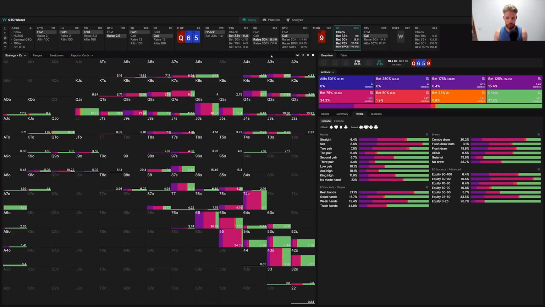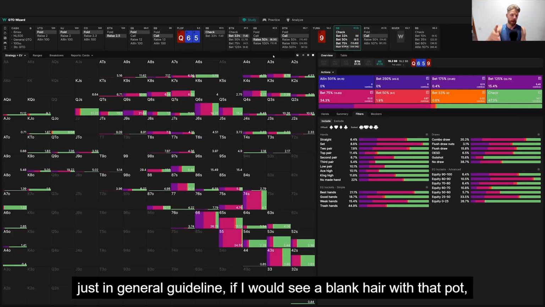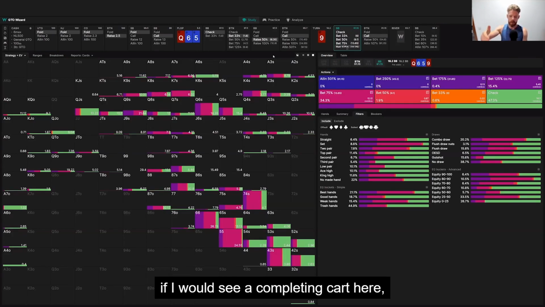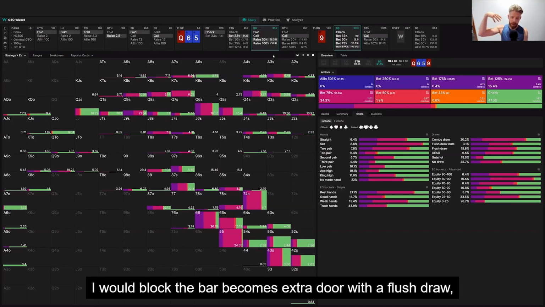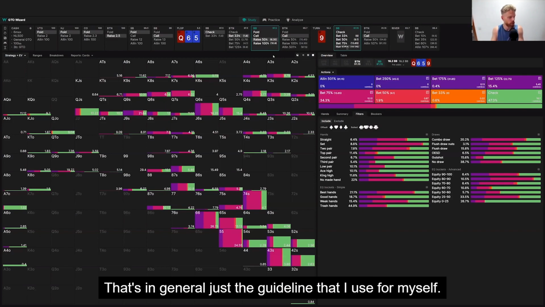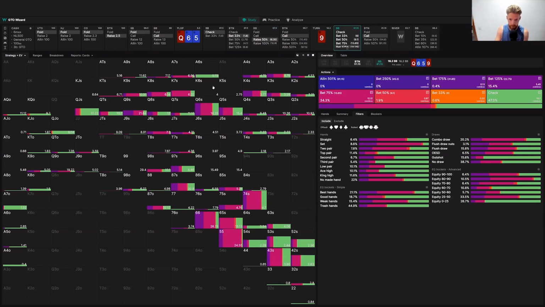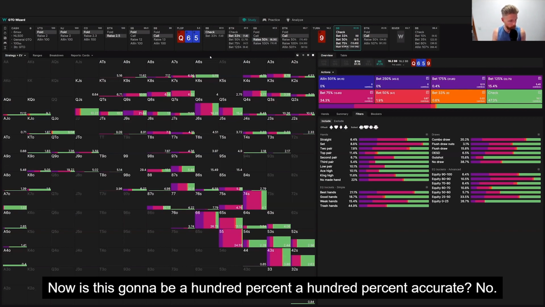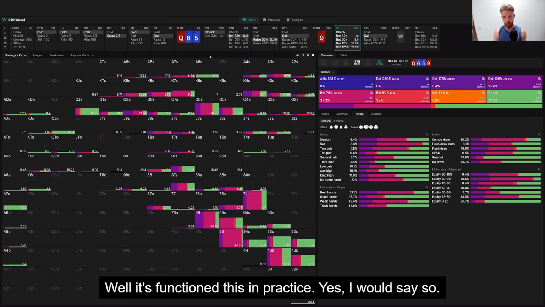And in general, just a general guideline, if I would see a blank here, I would bet pot. If I would see a completing card here, I would block. If the board becomes extra drawy with a flush draw, I'll usually go like 3/4. That's in general just the guideline that I use for myself. Now, is this going to be 100% accurate? No. Will it function decently in practice? Yes, I would say so.